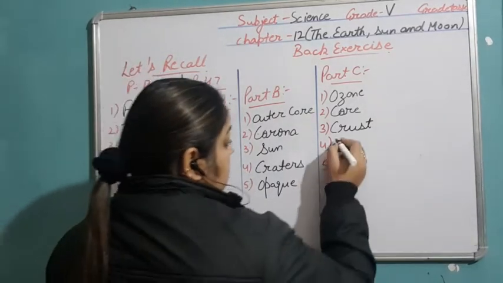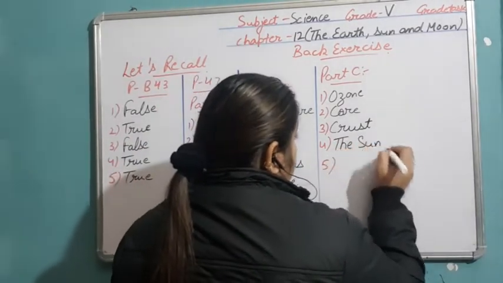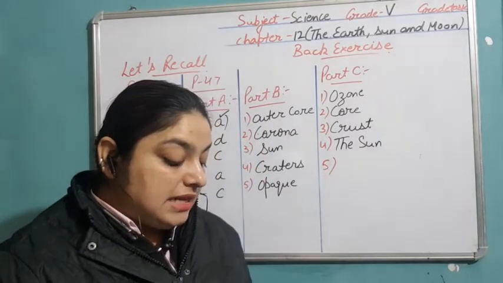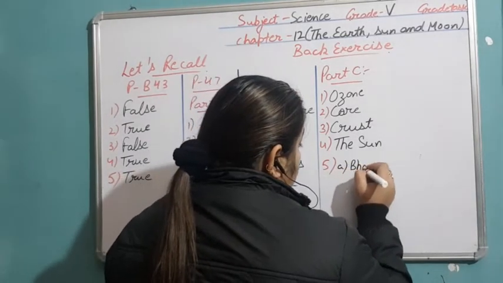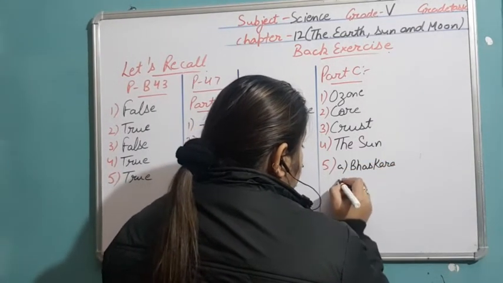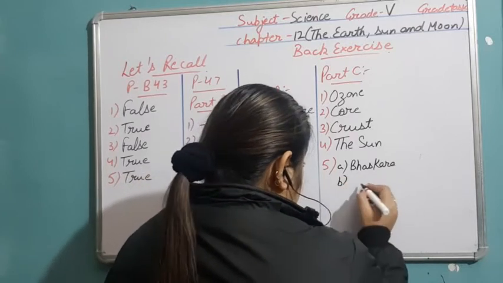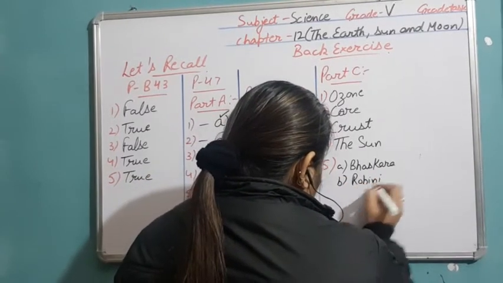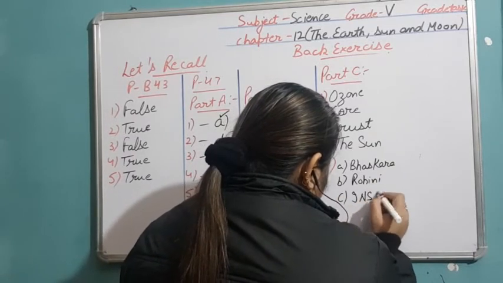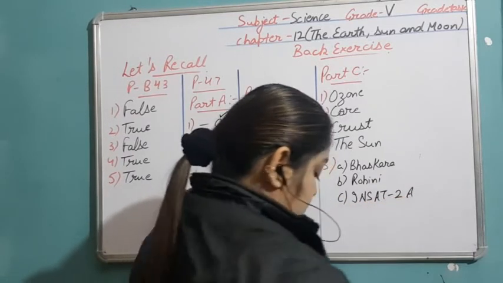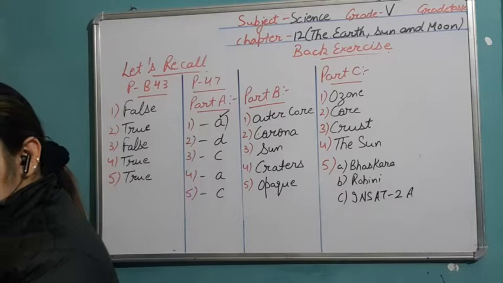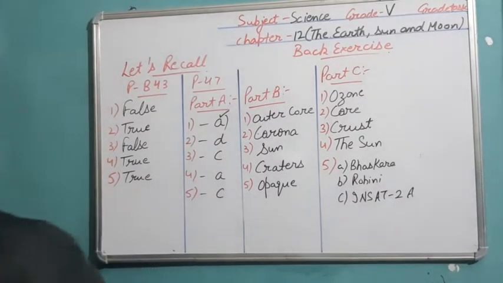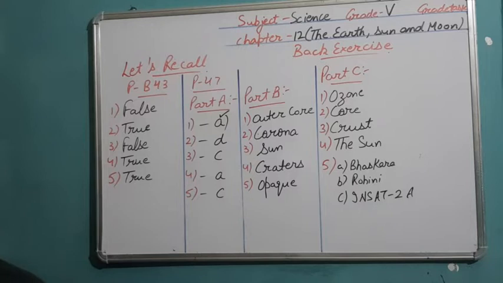Fourth, the star nearest to the earth. It is sun. And any three satellites launched by India, you can write any three. Bhaskar, Rohini, insert to A. After this, match the following. Okay, before match the following, we'll do the part D, that is your question answers.